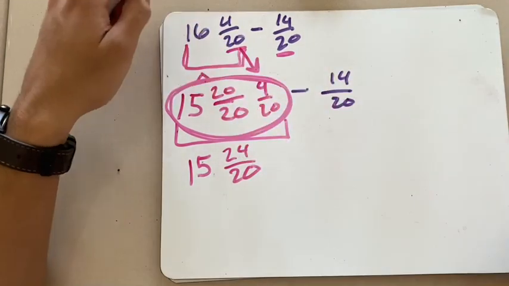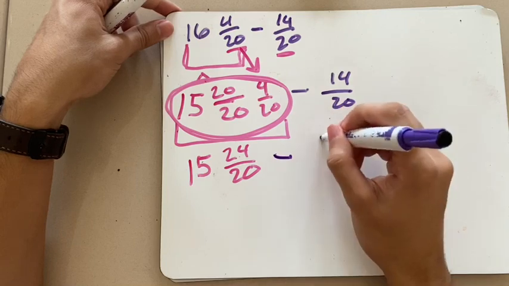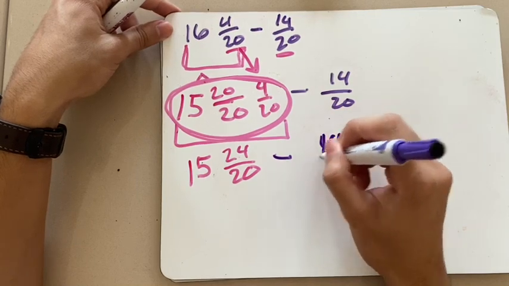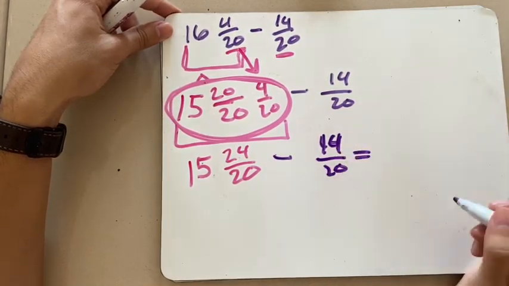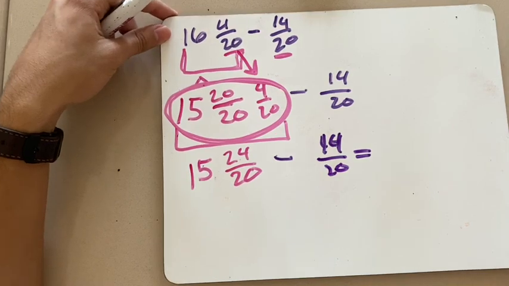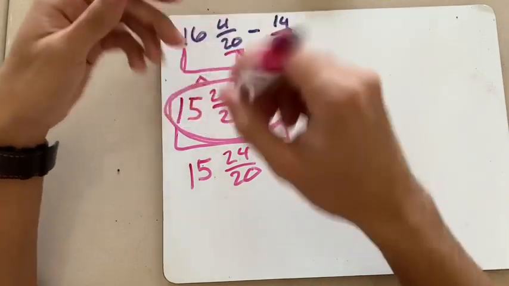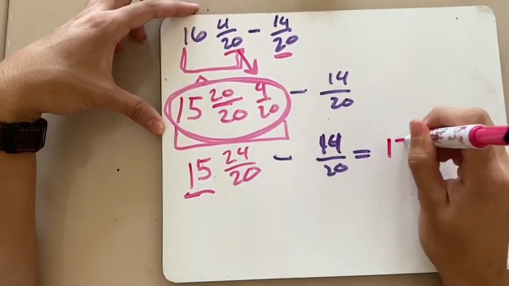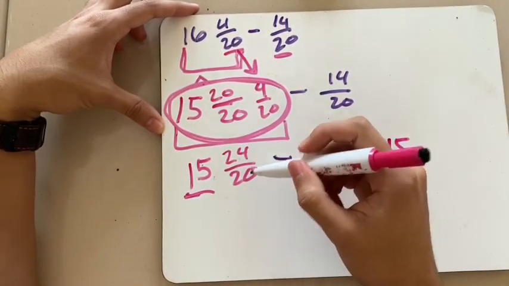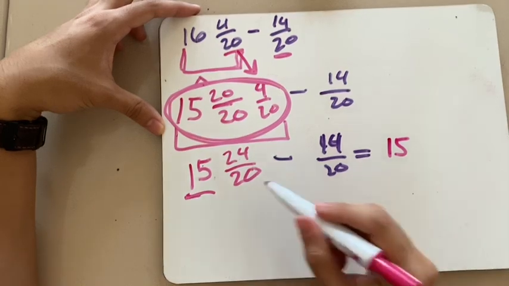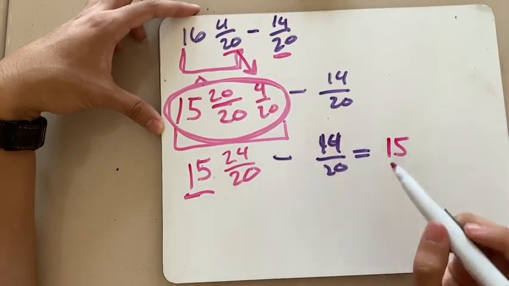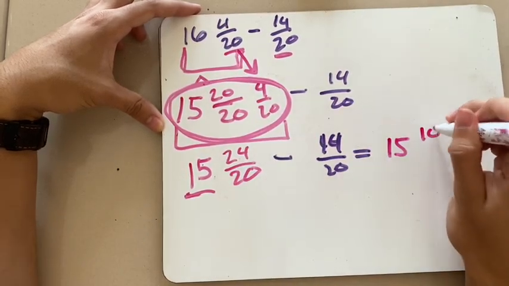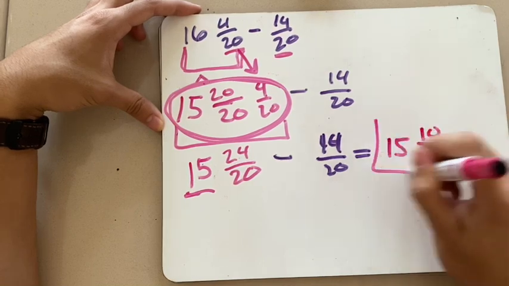And then, now guess what? Now I have enough to subtract by this guy, by the 14, right? And now it becomes a lot easier to work with. 15 minus nothing here, so that's just 15. 24 over 20 minus 14 over 20. My denominators are the same, so I could go ahead and subtract. 24 minus 14, that is 10 over 20, and this is my answer.